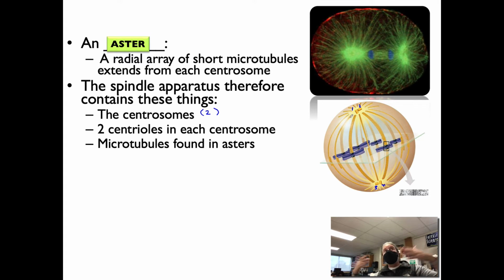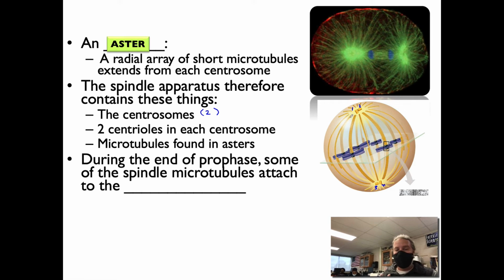We said some of them would strap down to the cell membrane and allow the cell membrane to blob out and around something that it wanted to pull into the cell during endocytosis. So centrosomes, centrioles, and microtubules make up the spindle apparatus.